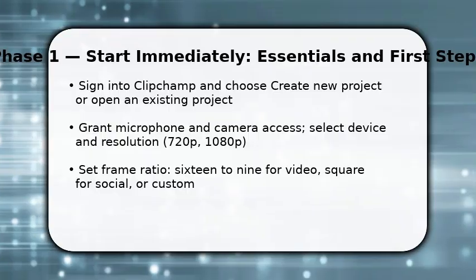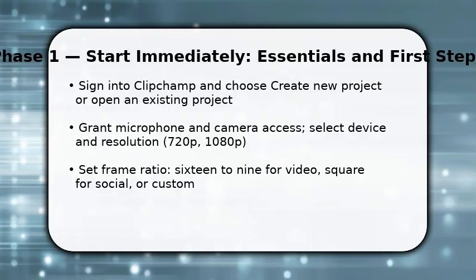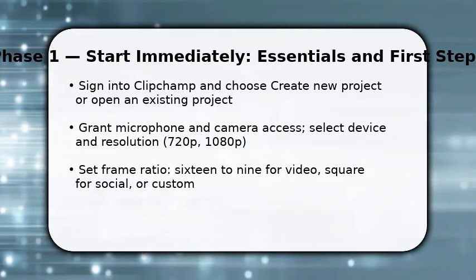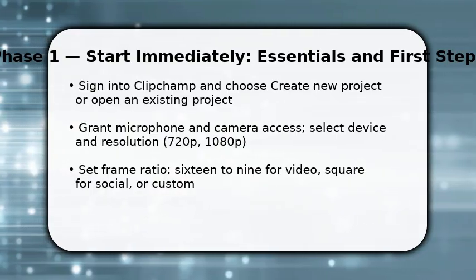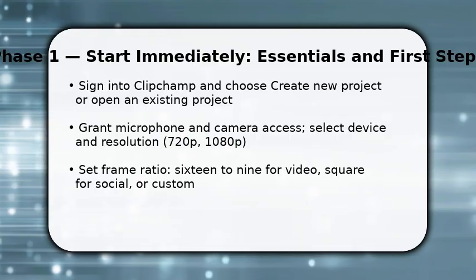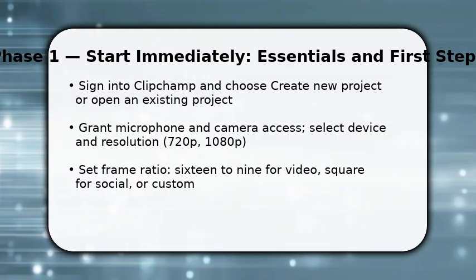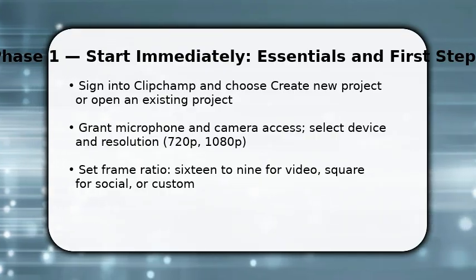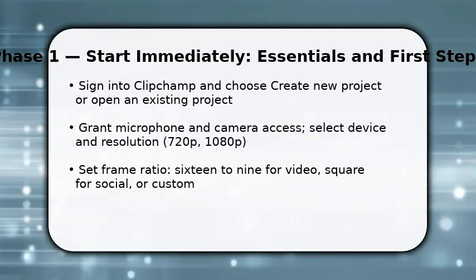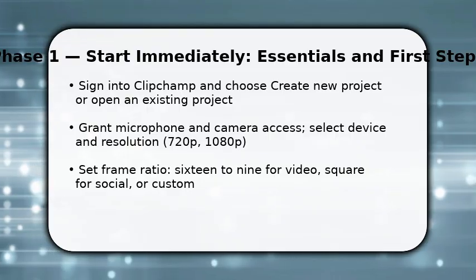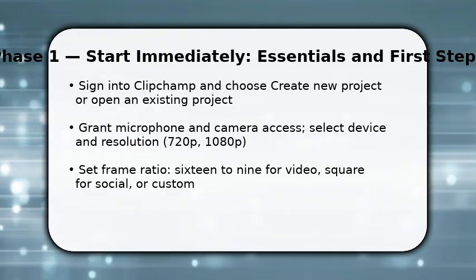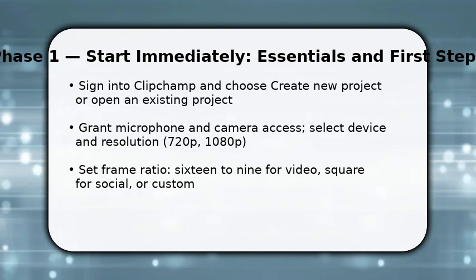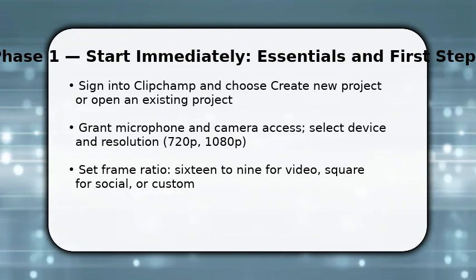You begin by opening Clipchamp and creating a new project. Make sure you grant camera and microphone permissions when prompted so inputs are available. Choose your camera and mic from the device menu and set resolution to 720p or 1080p depending on quality versus file size. Once done, pick the correct aspect ratio, 16:9 for standard video, and place a track on the timeline so you can record directly into the project rather than importing later.